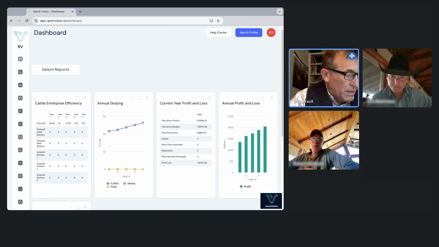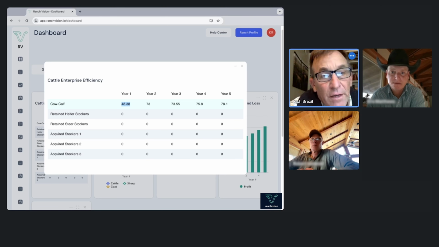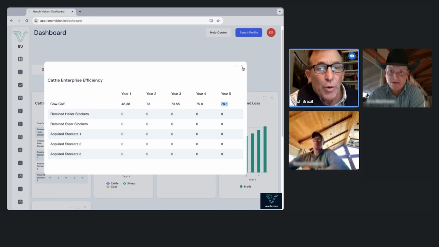Look back again at first enterprise efficiency. So now those numbers have gone up even more. Initially, they were $40.27, and then they went to $44.11 in year 1, and now they're $48.38. That's significant improvement. And then in year 5, because that's where it's really going to begin to grow as those cows transition, $66.59 initially, now it's $78.10.